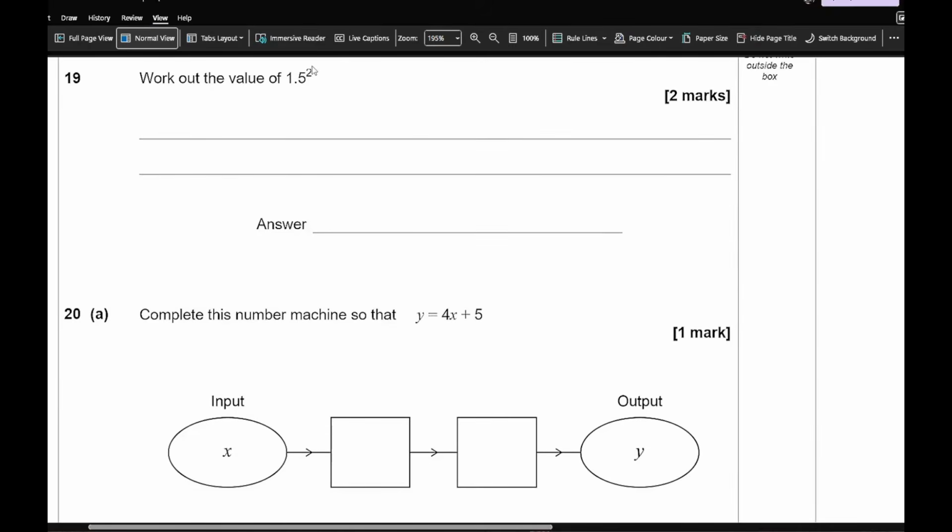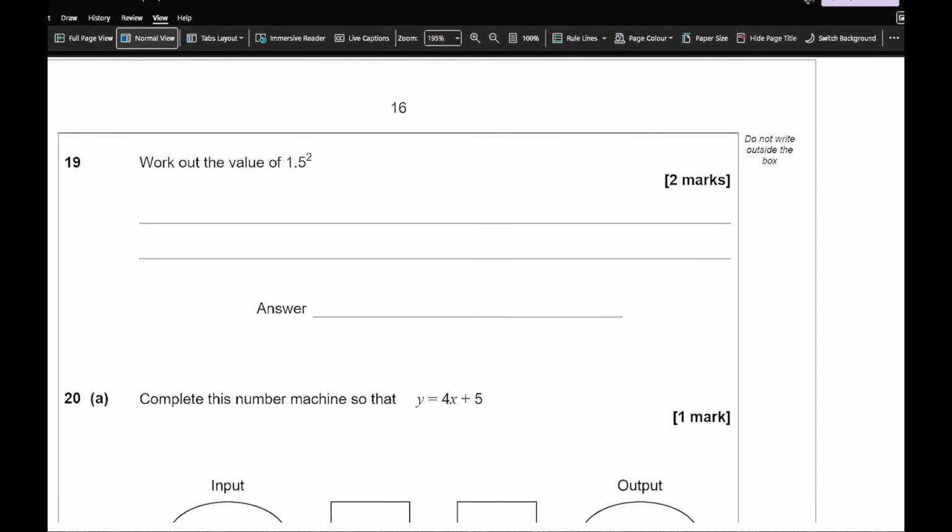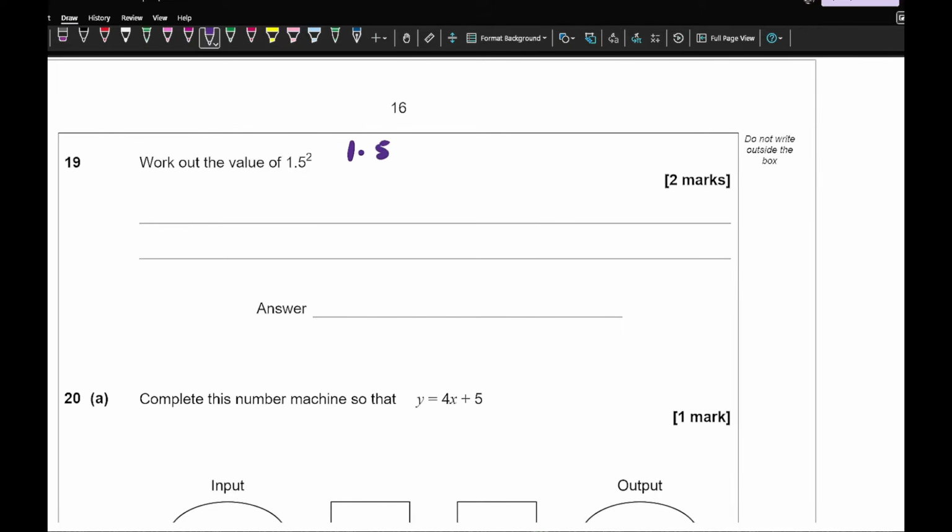Then moving on to question 19, it says work out the value of 1.5 squared. So for this, what we need to do is 1.5 multiplied by 1.5. Now how you do this is entirely up to you. Most students would convert them into whole numbers, do the multiplying, in which we get 225, and then we've moved the decimal point a total of 2 places in that direction, giving me an answer of 2.25.